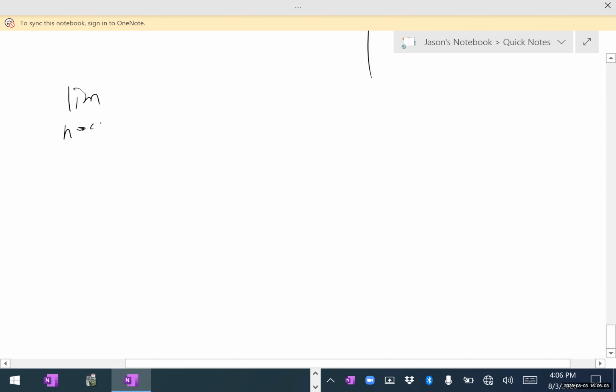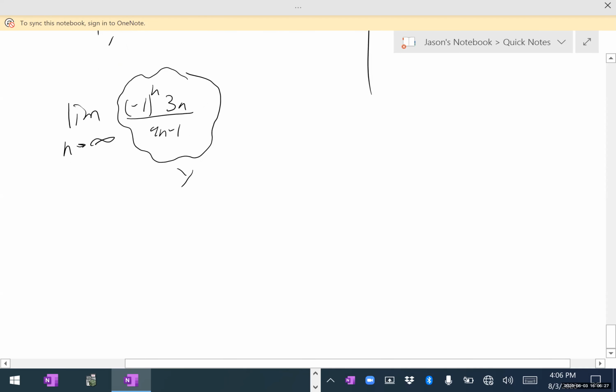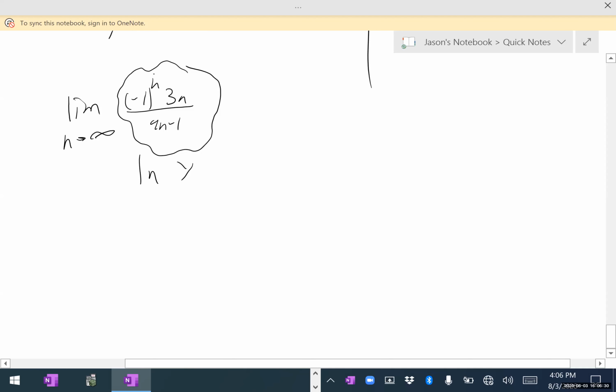The limit as n goes to infinity of negative 1 to the nth, 3n over 4n minus 1. This one, I might want to call it y equals this, and I could plug in some x's if I really wanted to. Then I want to take the natural log of y, right? And then try to bring this n down somehow. I don't know. You could mess around with it.